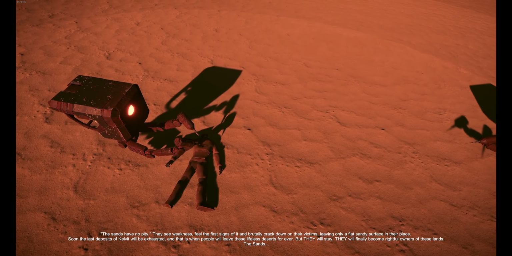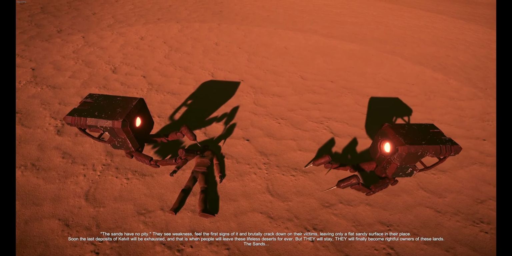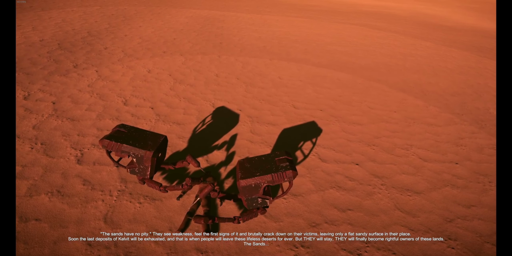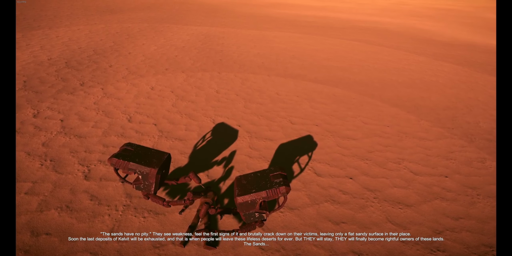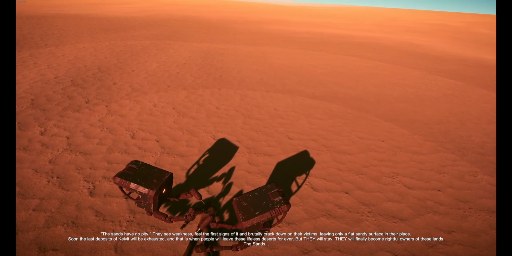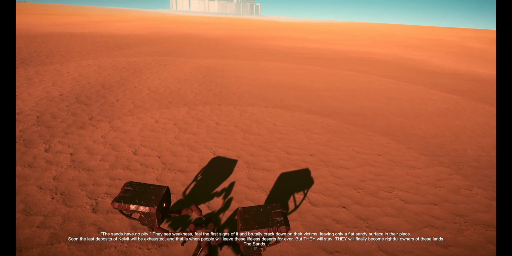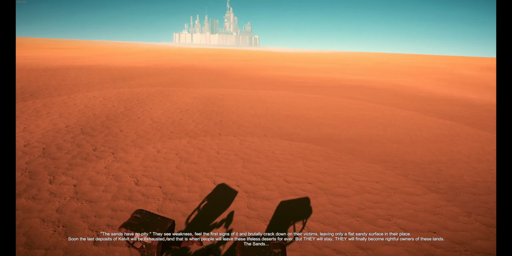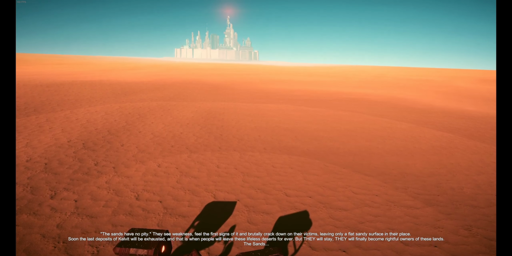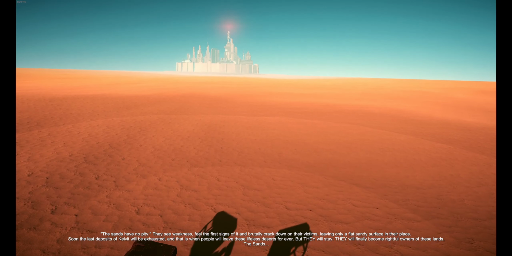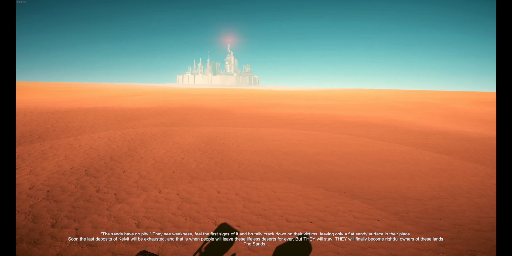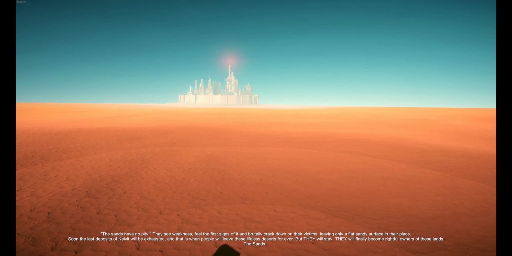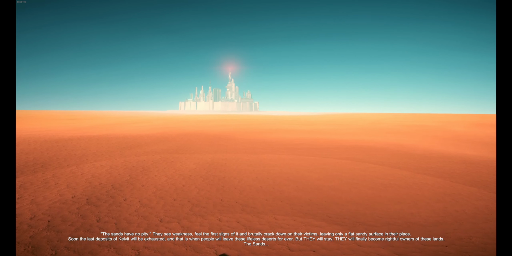The sands have no pity. They see weakness, feel the first signs of it, and brutally crack down on their victims, leaving only a flat, sandy surface in their place. Soon, the last deposits of Kelvet will be exhausted, and that is when the people will leave these lifeless deserts forever. But they will stay. They will finally become rightful owners of these lands, the sands.